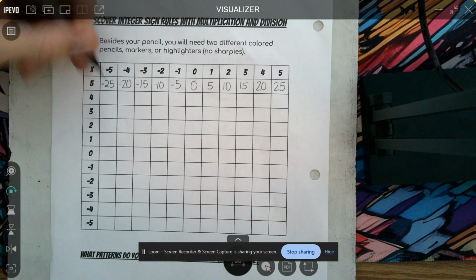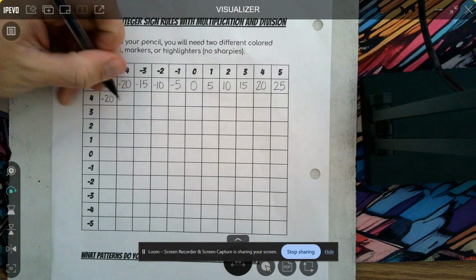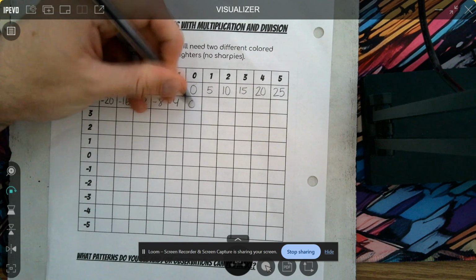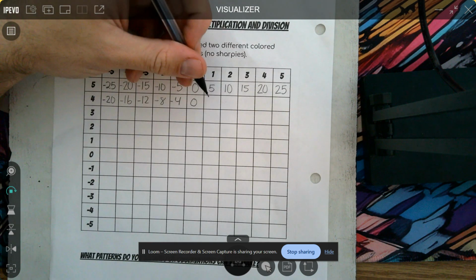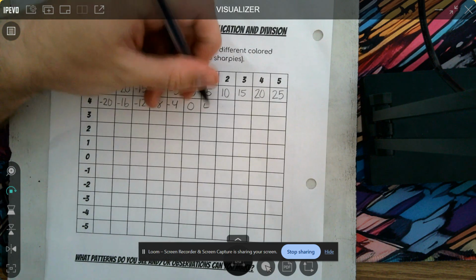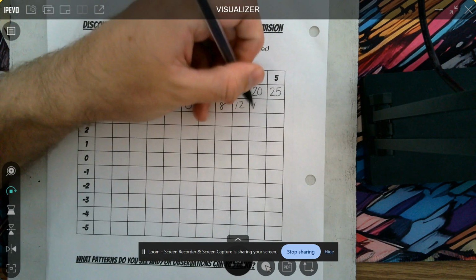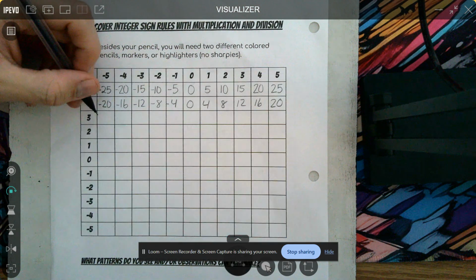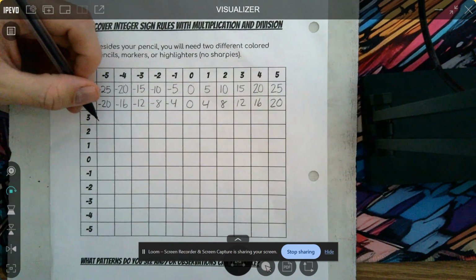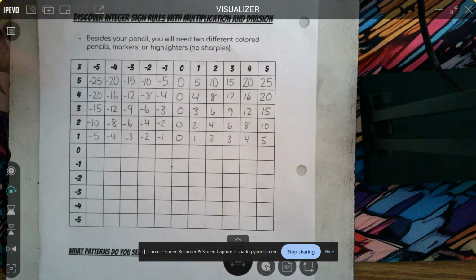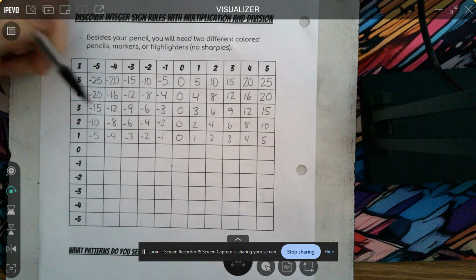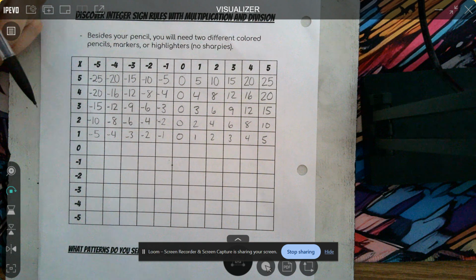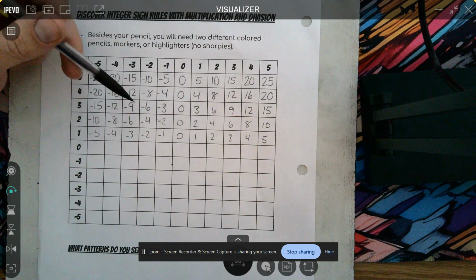So 4 times negative 5 is negative 20. Then negative 16, negative 12, negative 8, negative 4, and 0. And then as we get to the positive answers, what do you think is going to happen? We're going to be adding 4. I'm going to pause the video and fill in the next 2 rows. All right, I filled in the next 3 rows. So if you notice, these are just going down up by 3, up by 2s, up by 1. Okay, make sure you're keeping track of your signs.